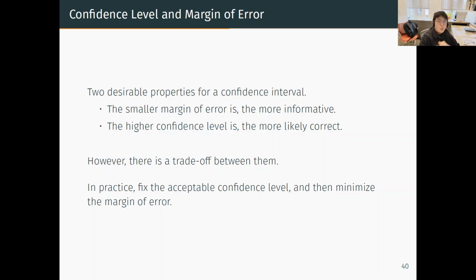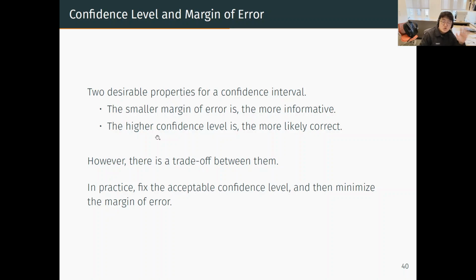And in practice, what we are doing here is we choose the confidence level first, right? Again, the smaller the margin of error is, the more informative. But at the same time, we'd like to increase the probability of correct estimation, which is a trade-off. So you have to fix one of them. We are going to fix the probability of correct estimation, the confidence level, right? We will go this way.